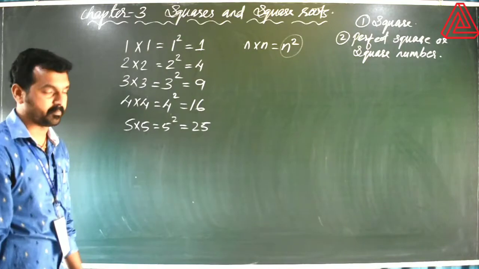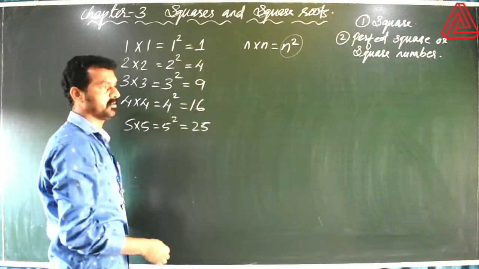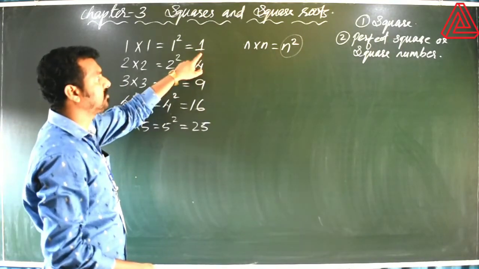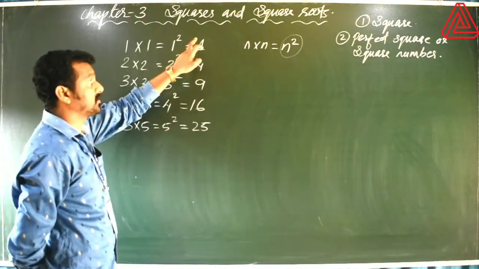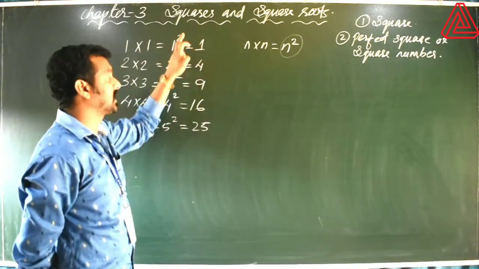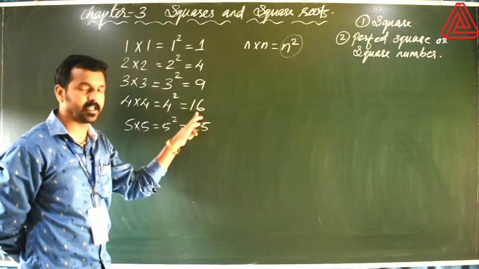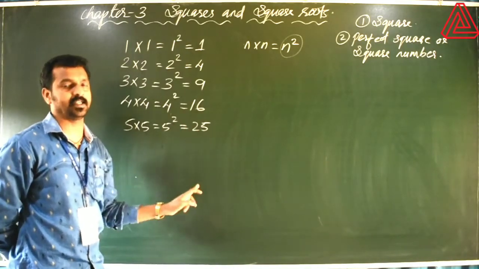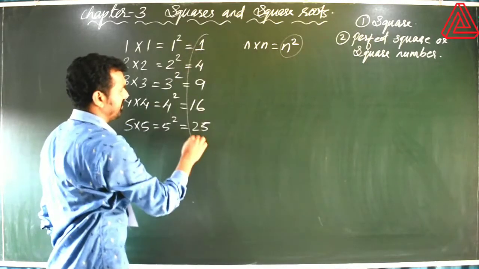These are called perfect squares. In between these numbers, many natural numbers are there, but they are not perfect squares. That is, between 1 and 4, 2 and 3 are there. 2 and 3 are not perfect squares. First perfect square is 1. Second perfect square is 4. Third perfect square is 9. Fourth perfect square is 16. Next one is 25. Next one is 36, etc. It will go on.